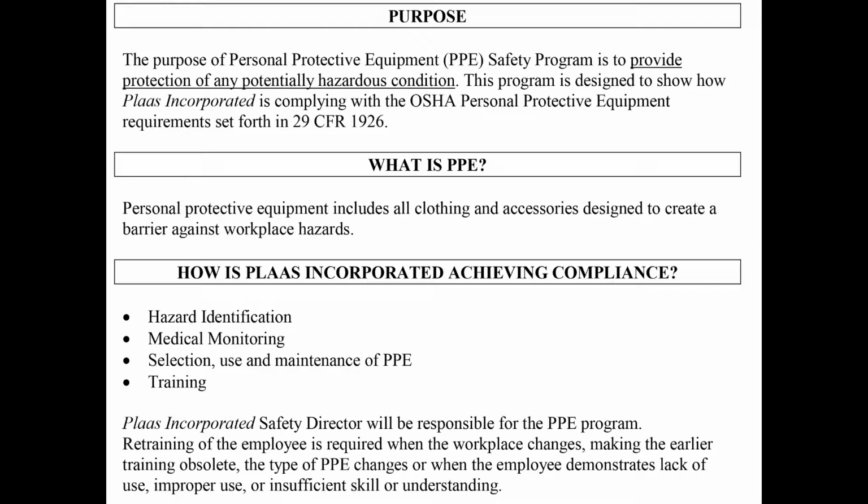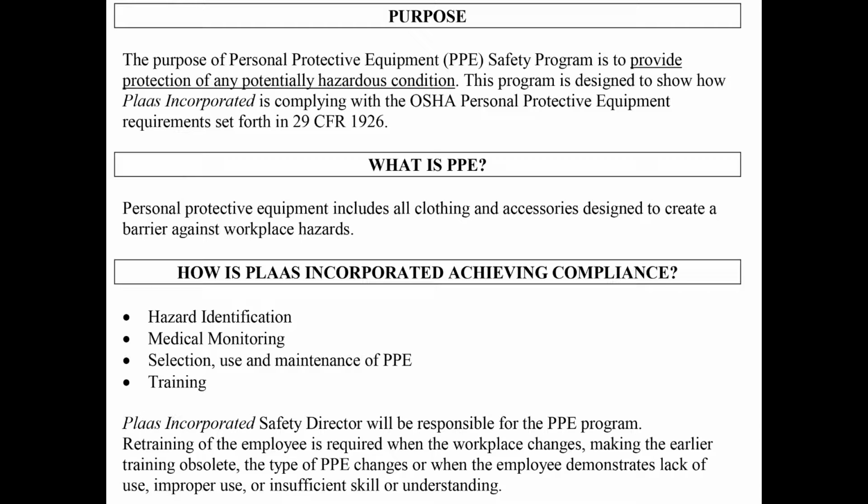Purpose. The purpose of the Personal Protective Equipment (PPE) Safety Program is to provide protection from any potentially hazardous condition. This program is designed to show how Plaas Incorporated is complying with the OSHA Personal Protective Equipment requirements set forth in 29 CFR 1926. What is PPE? Personal protective equipment includes all clothing and accessories designed to create a barrier against workplace hazards.